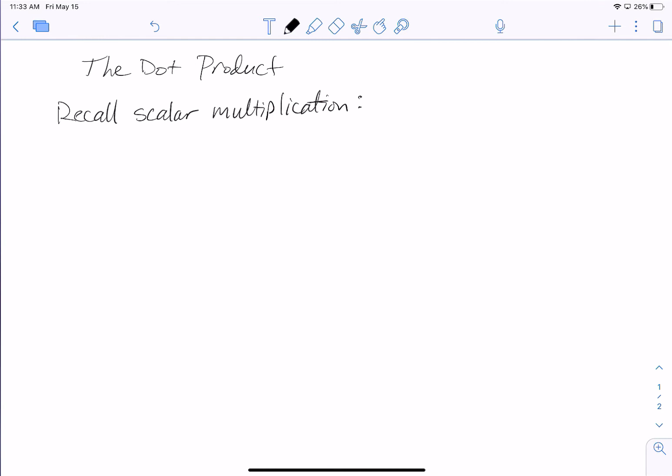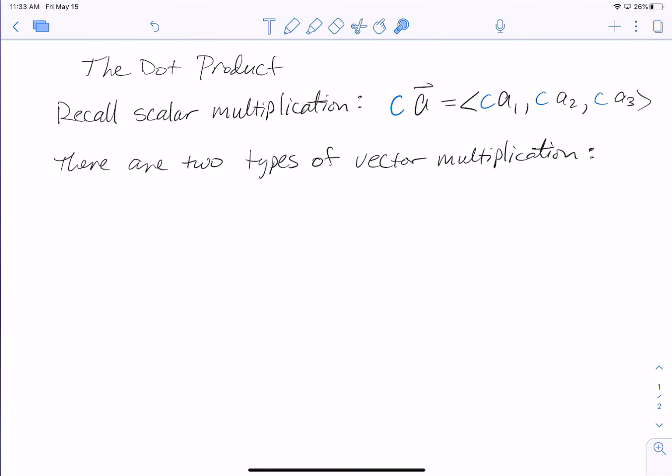We've seen one kind of multiplication involving vectors, and that is scalar multiplication. That's when we take a number c in the real number system and multiply it by a vector we'll call a. If a has components a1, a2, and a3, then the components from scalar multiplication are ca1, ca2, ca3.